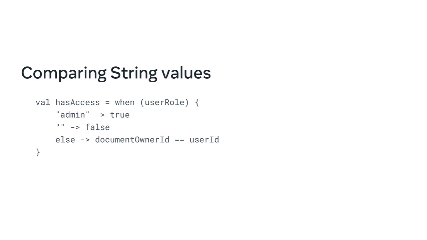Let's explore another example. This time, I compare string values and answer the question, does the user have access to a document? So, when the user role is admin, they have access to all documents on the system. When the user role is empty, they have no access to any documents on the system. In any other case, check if the user is the owner of the document.